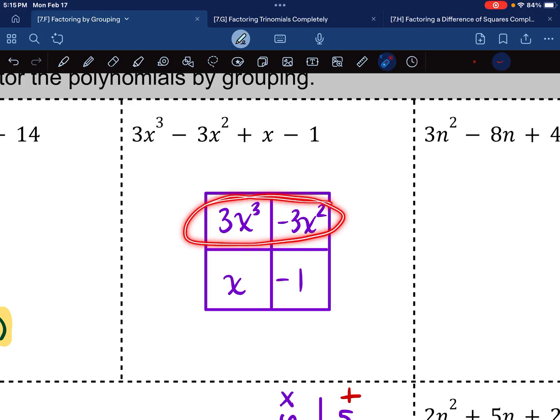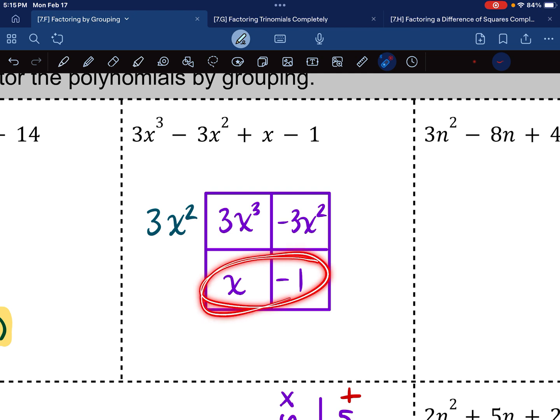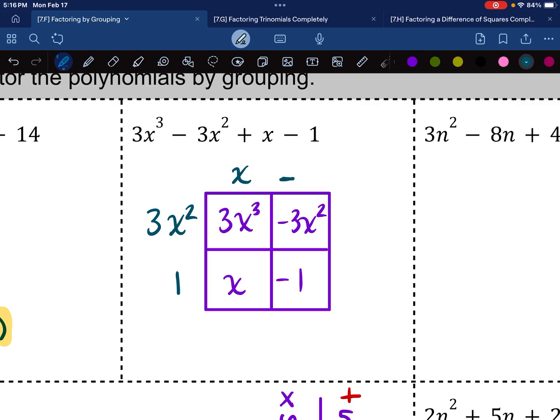So looking up top, I see a 3 that's common, as well as an x squared. Looking down below, x and negative 1 don't have anything in common, so their GCF is just a 1. And now I'm doing the columns here. Between 3x cubed and x, there's just an x. And here, my leading term, the term with the highest exponent, is negative. So that means I'm going to divide out a negative in my GCF here. In fact, it's just a negative 1.